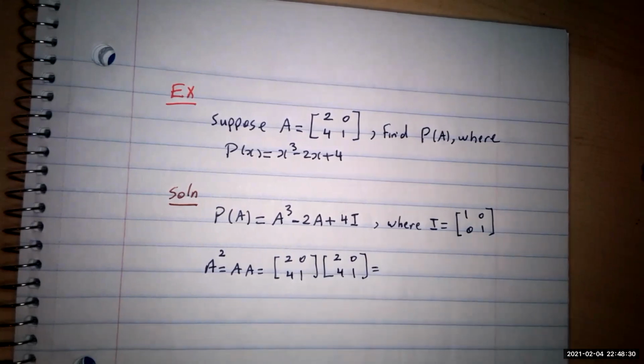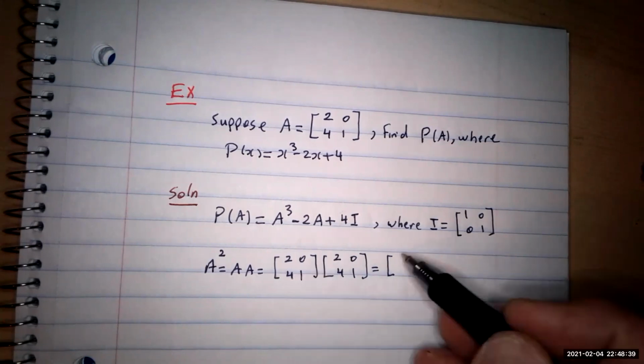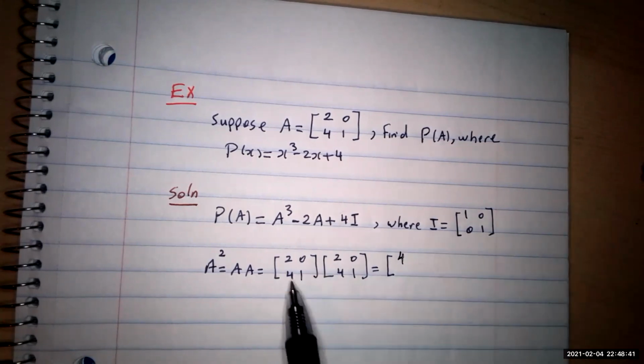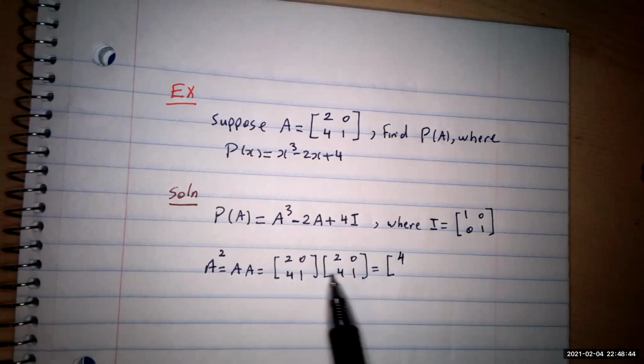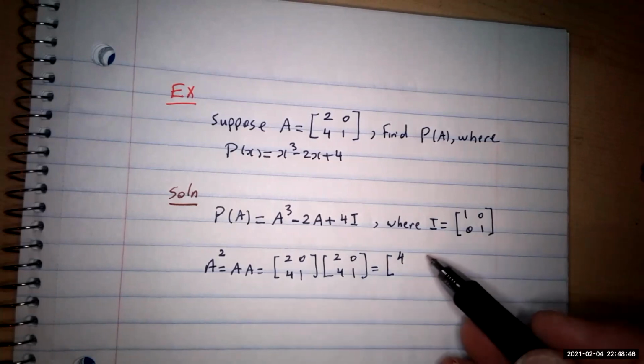Okay, matrix multiplication. You know that you multiply the first row by the first column here. 2 times 2 would be 4, 0 times 4 would be 0, so that gives you 4. You go forward: 2 0 times 0 1, so that gives you 0.